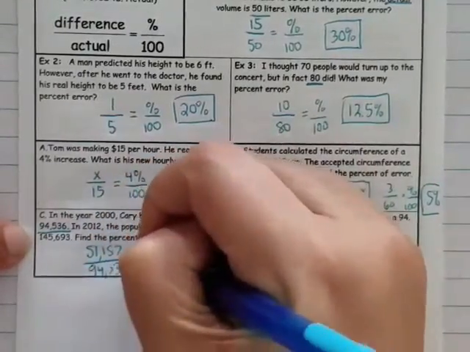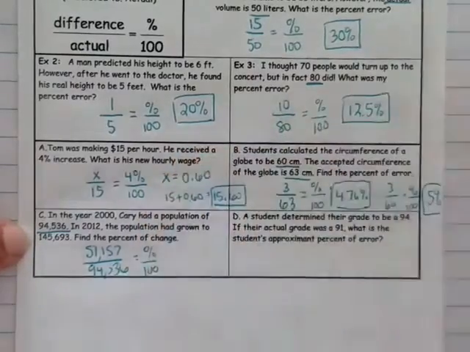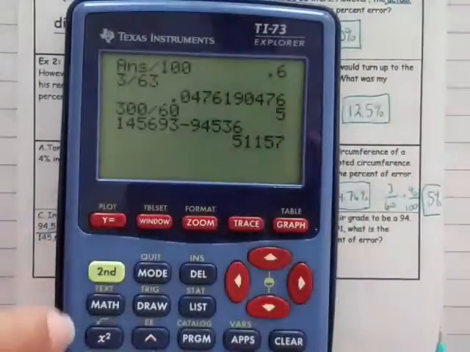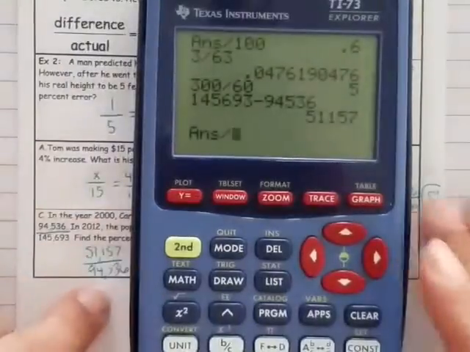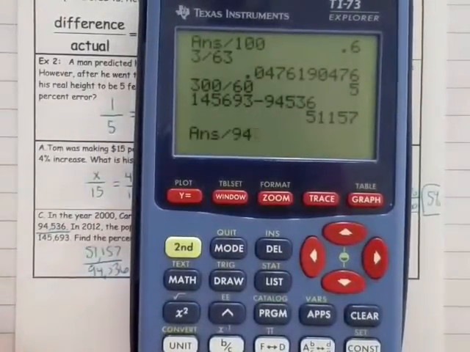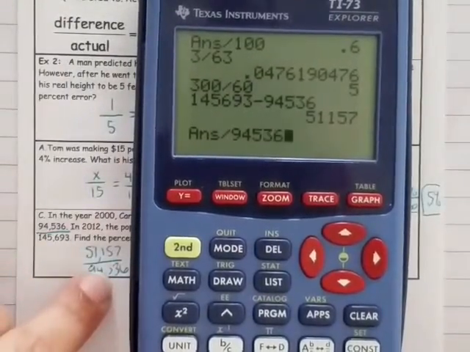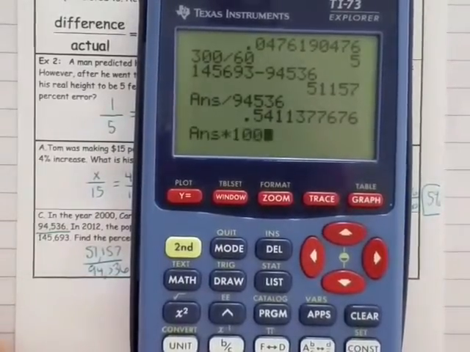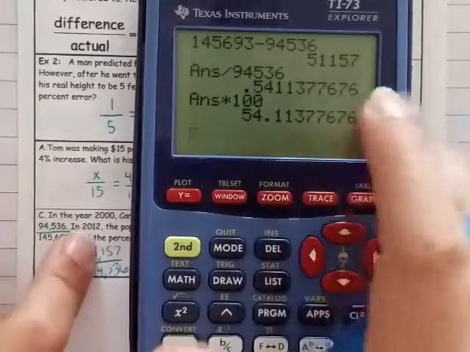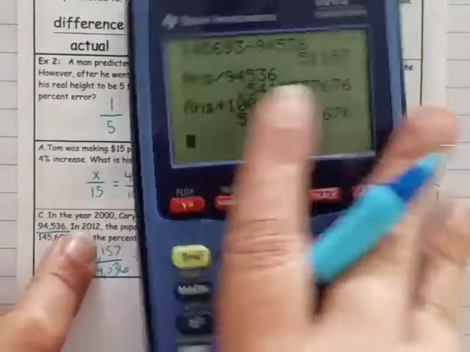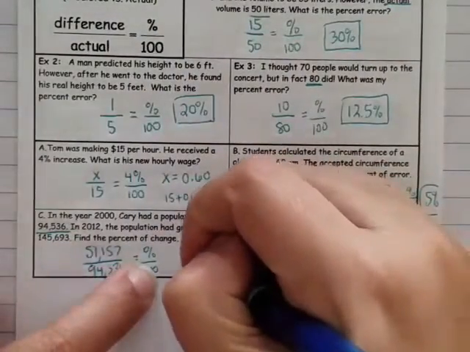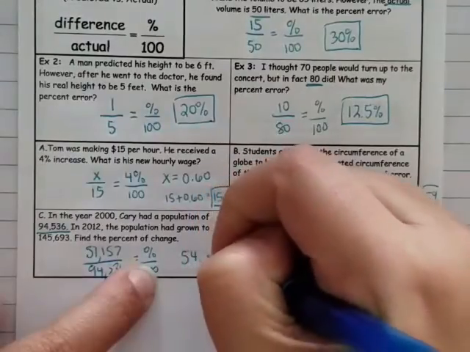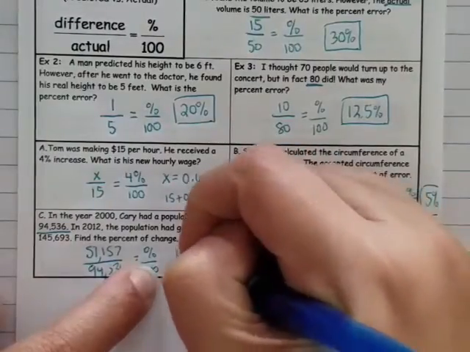The original was the 94,536 equals the percent over 100. So then I'm going to go ahead and find the difference there. And I get 0.54. Multiply that by 100. So Cary has increased its population by more than 50%. So 54.1%.